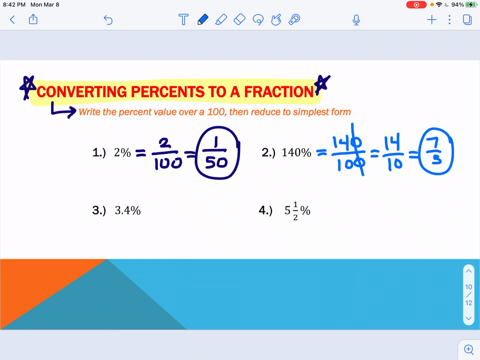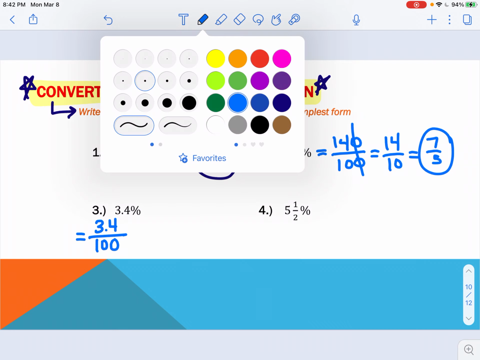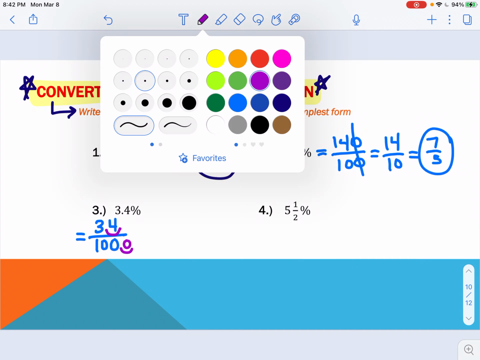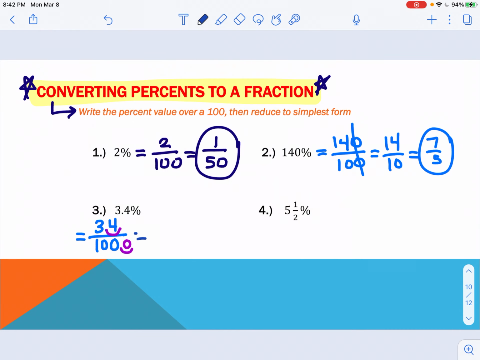Number 3 is a little trickier because I have a decimal. Well, I do the same thing, 3.4 over 100. Now I cannot keep a decimal in the numerator, so I have to turn that into a whole number by moving the decimal once to the right or multiplying by 10, which means I have to multiply by 10 in the denominator. We get 34 over 1,000.